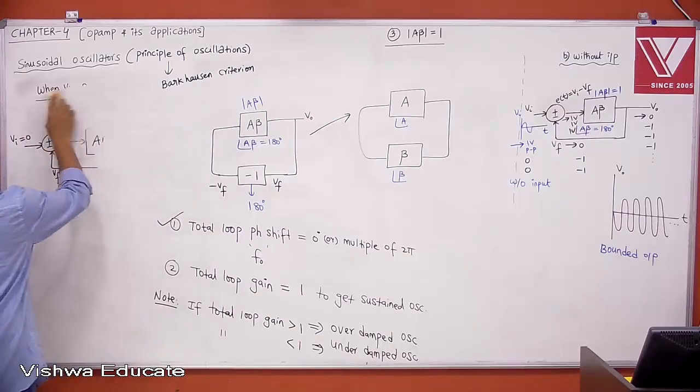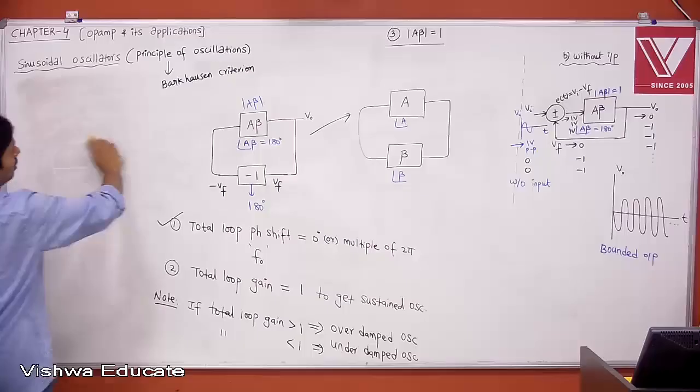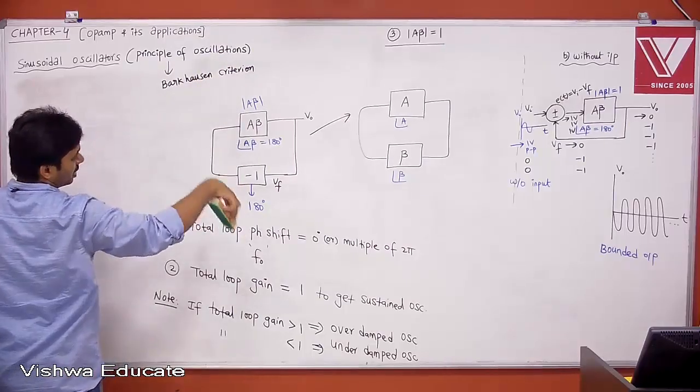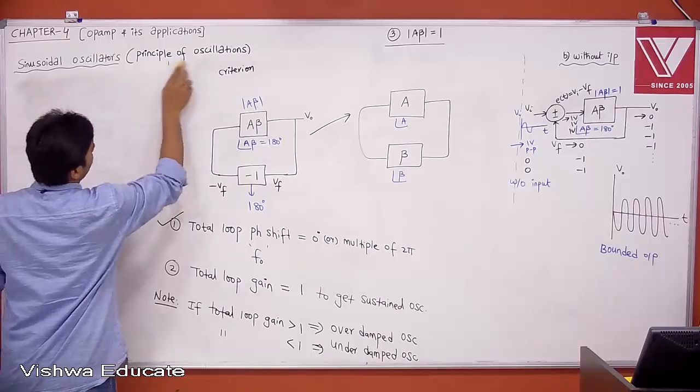Now let's see the meaning of gain margin and phase margin with respect to the examples or with respect to the cases I explained, okay? Everybody understood the principle of oscillations that I explained? These two points I explained are nothing but the principle of oscillations.